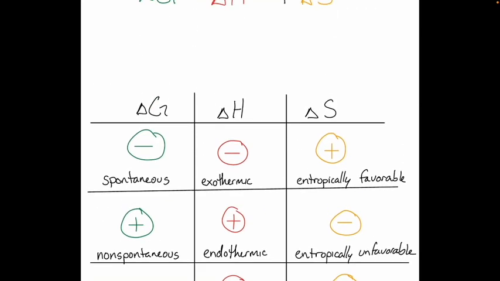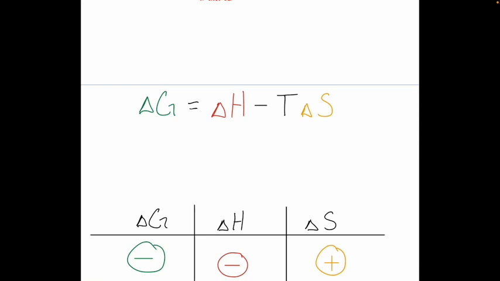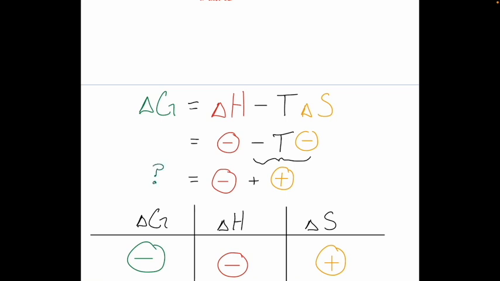Okay, so let's plug these back into our equation here. Again, we have a negative enthalpy, and then minus T times a negative number. All right, so now this component here is going to be positive. So if I have a negative number plus a positive number, what's going to be the sign of that delta G?